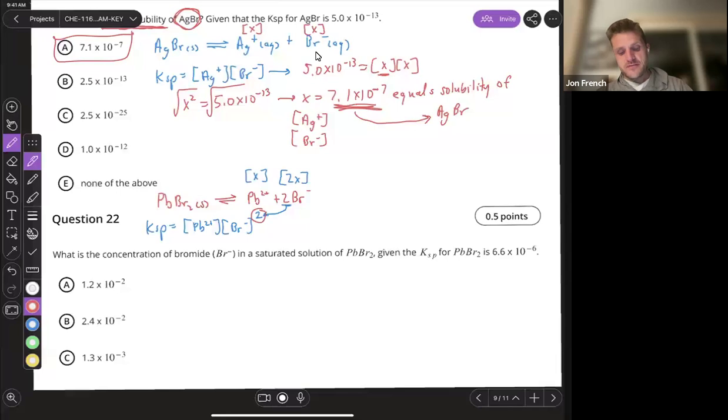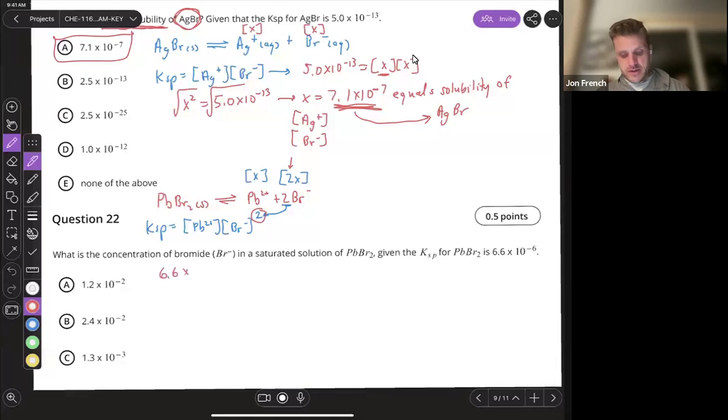The second place we have to use the 2 is in solving for X, because that's the relationship between lead and the bromide. For every 1 lead, I'm going to get 2 bromides. So if I call lead X, bromide has to be 2X. So we do need both of those 2's. One accounts for the relative concentration between bromide and lead. The other one accounts for the impact that bromide has on the KSP.